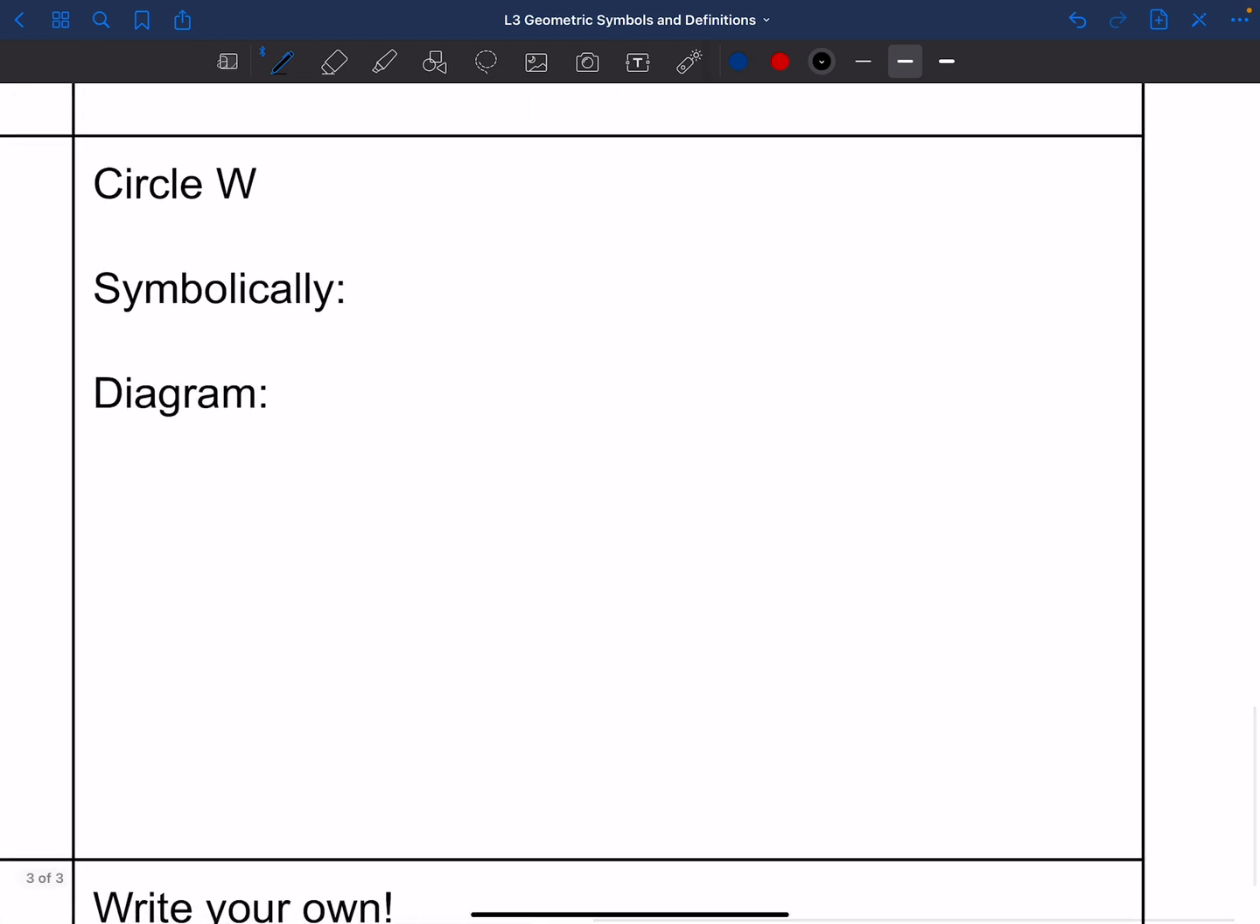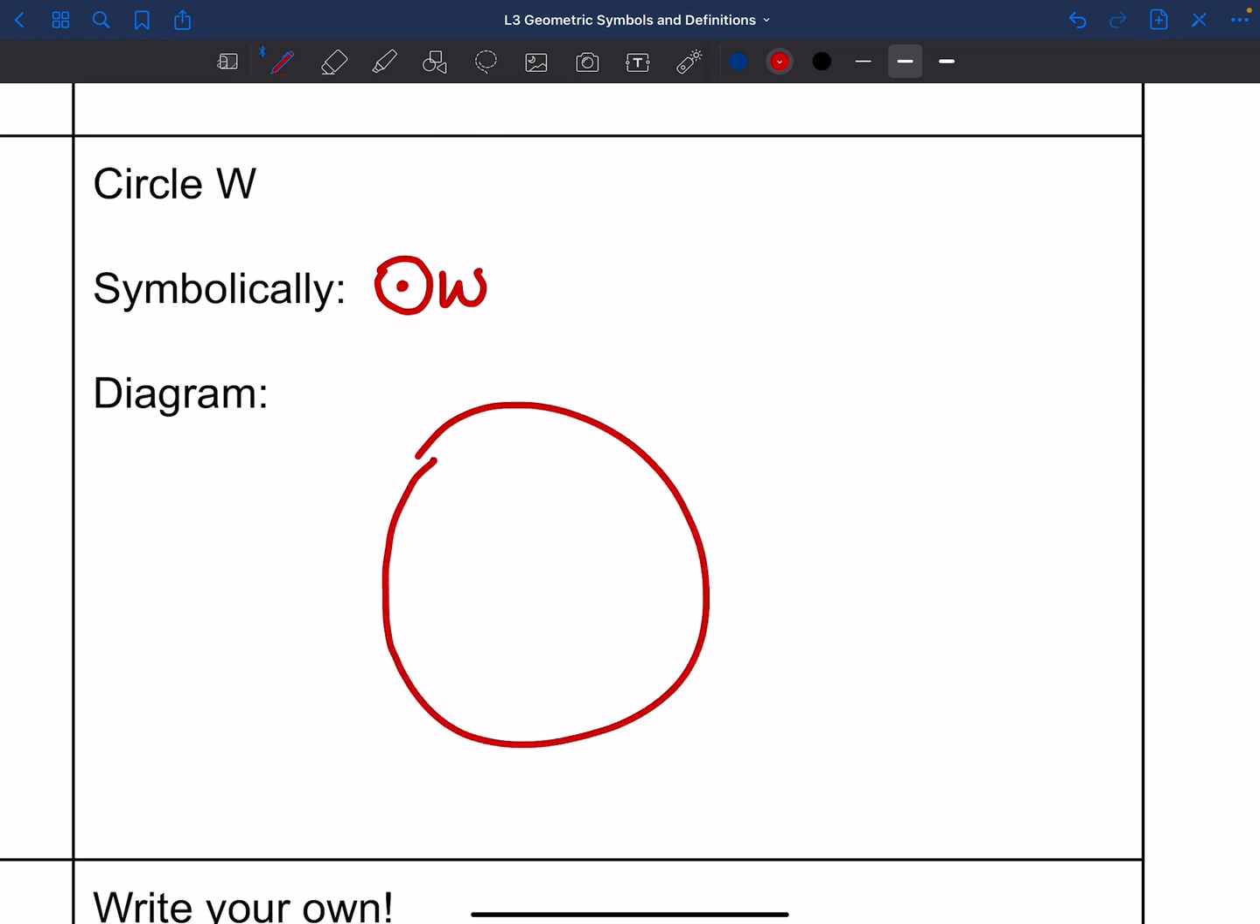Ooh, circle W. Easy to write, hard to draw. So we've got circle W. Remember that it's just a circle with a dot in the middle to represent that center point, which is called W. When I'm drawing it in my diagram, we're going to draw, wow, look at that perfect circle that I drew all on my own with no help. We're going to put that dot right in the middle, and we're going to call it W. And that's it. That is circle W. Done.